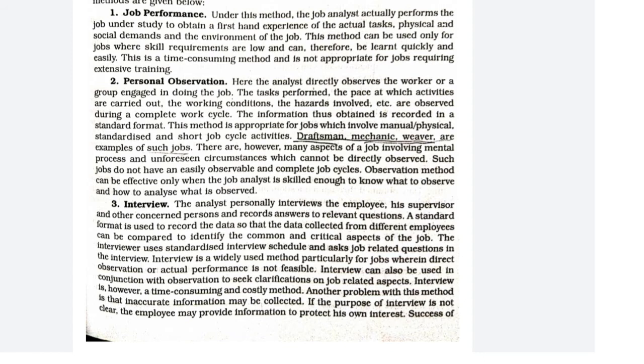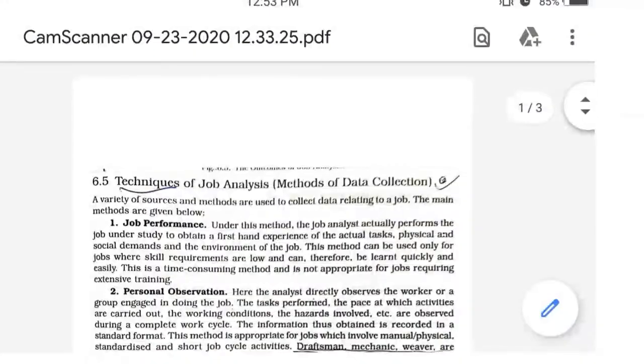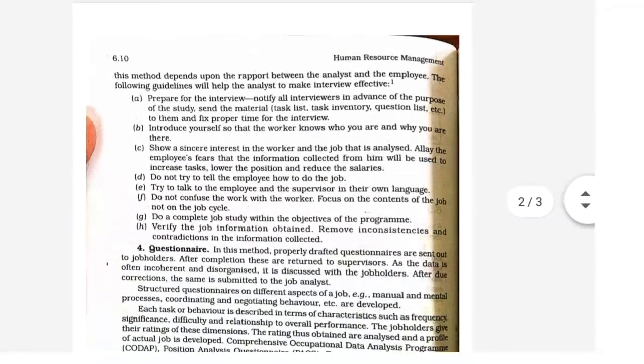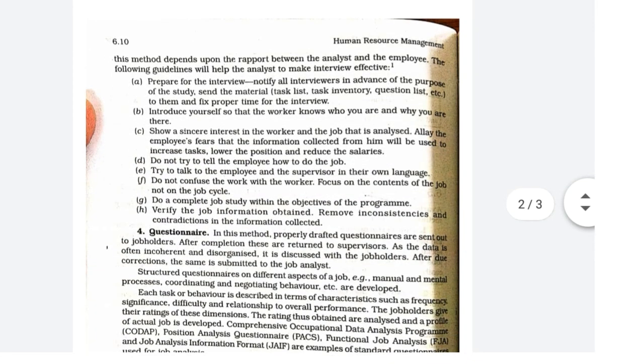Next one, do not confuse the work with the worker. So just ask limited questions related to the responsibilities, duties and activities. Next, do a complete job study within the objectives of the program. So the questions to be collected are related to the JA program only, not more questions related to other tasks or personal life.